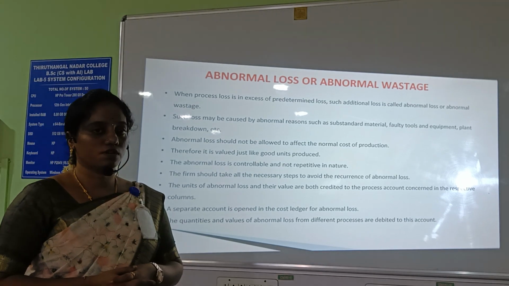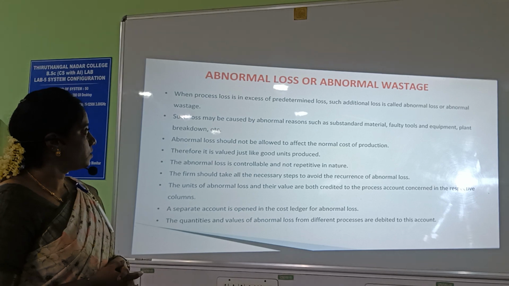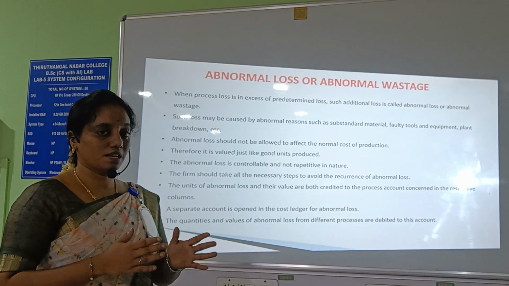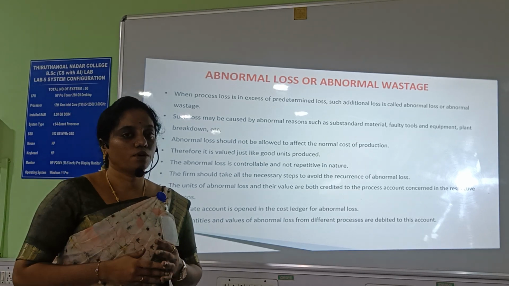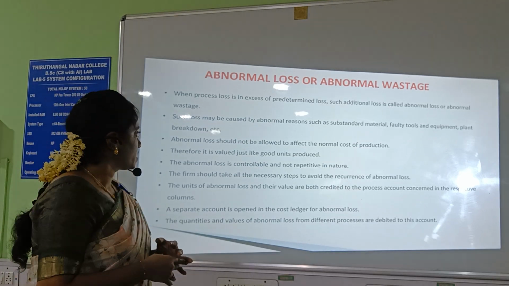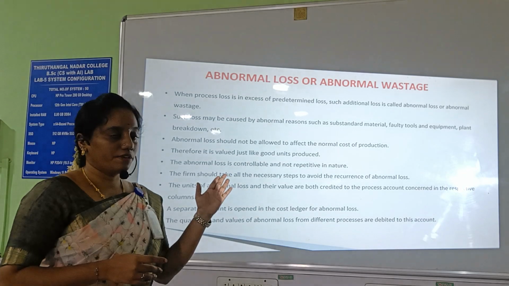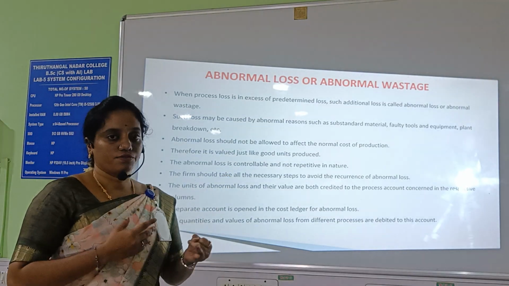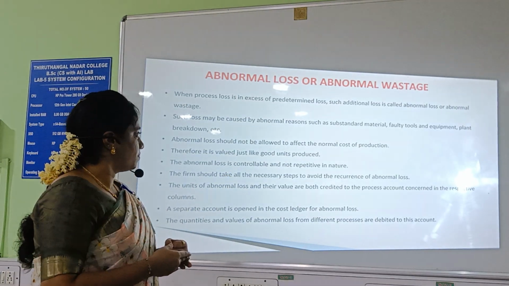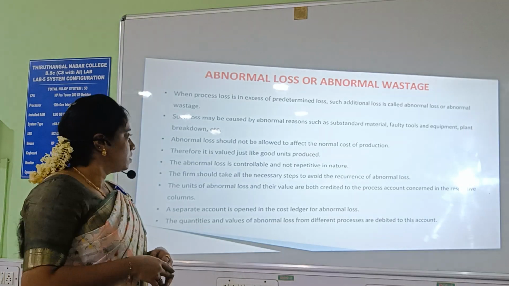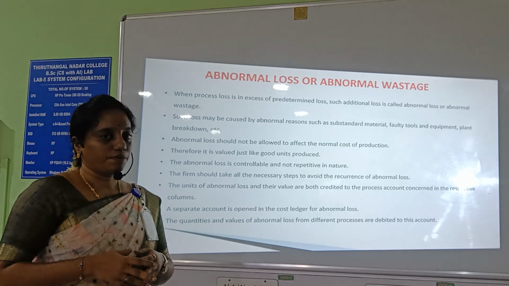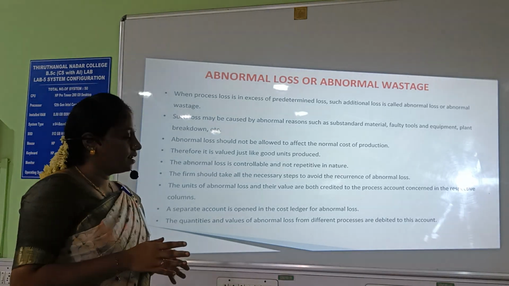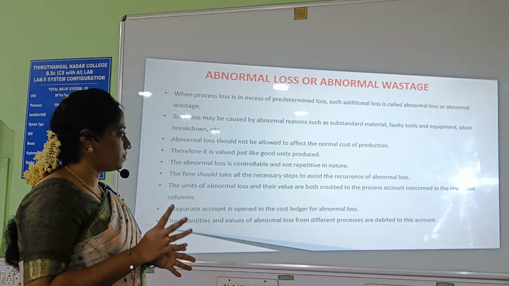Next one is abnormal loss or abnormal wastage. When process loss is in excess of predetermined loss, such additional loss is also called abnormal loss or abnormal wastages. Such loss may be caused by abnormal reasons such as substandard material, faulty tools and equipment, plant breakdown, etc. Abnormal loss should not be allowed to affect the normal cost of production. Therefore, it is valued just like good units produced.